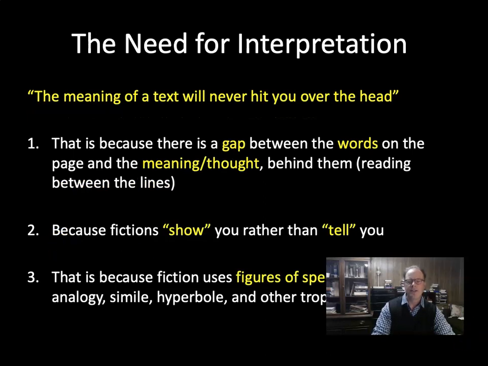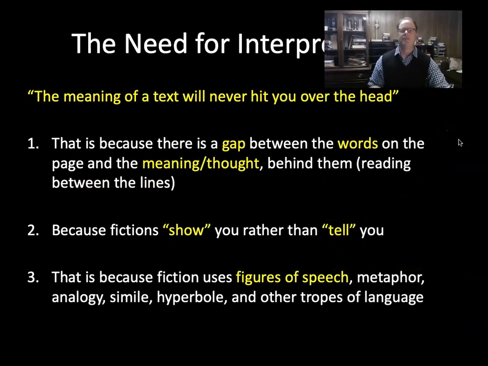Okay, so what's the challenge with interpretation? We ask ourselves, why doesn't the meaning of the text hit us over the head? That is because there is a gap between the words on the page and the meaning or thought behind them, right? Because we're reading myth, poetry, fiction, right? Coming out of the ancient world. And they are determined to show you, this is a really crucial distinction, one that Henry James, the 19th century American/British writer, made. The difference between showing, an author showing you something, and telling you.